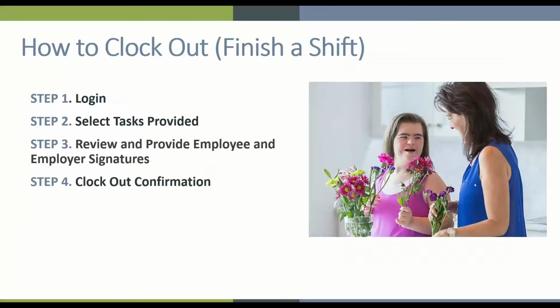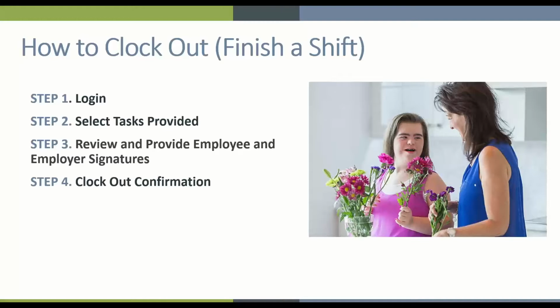So let's fast forward. We've clocked in, we've provided our shift, our services. It's now time to clock out. Our day is finished, or at least this shift is finished. So to start, you want to log back into CellTrack. So whether you are connected to the internet or cell phone reception or not, whether you're at the person's home, wherever you end your shift as agreed upon between the employee and the employer, it's time to clock out.